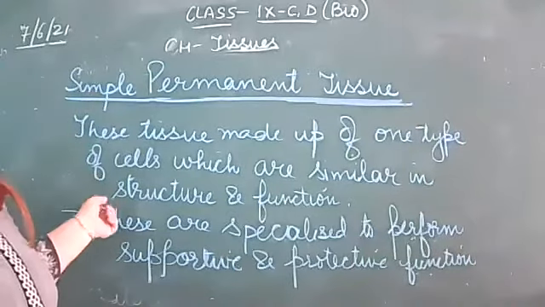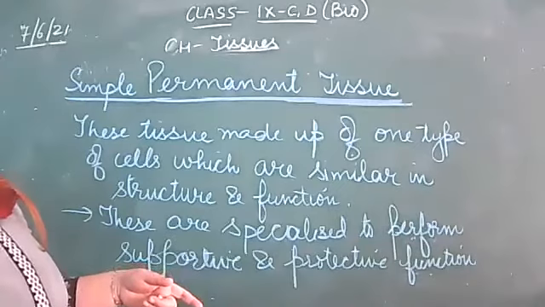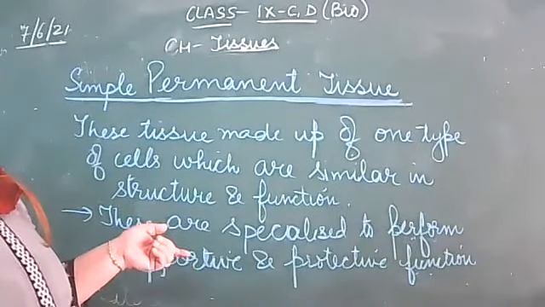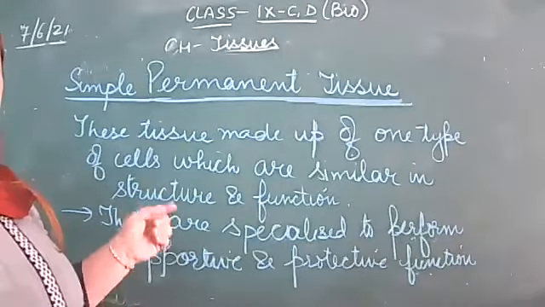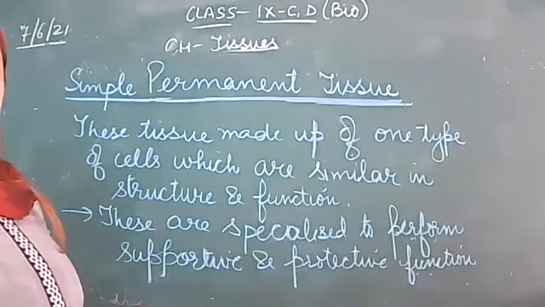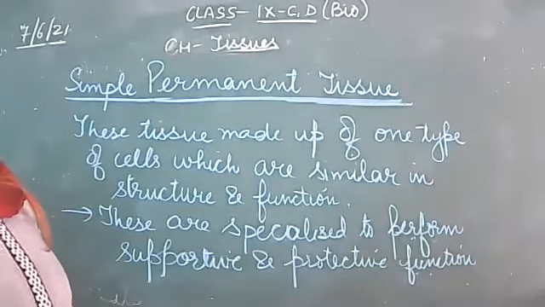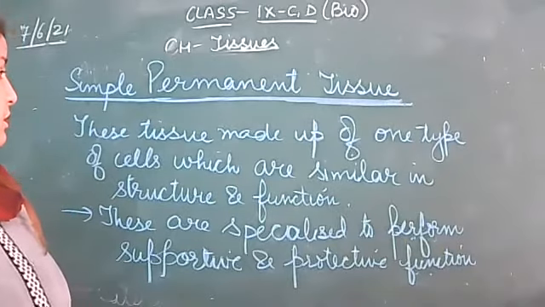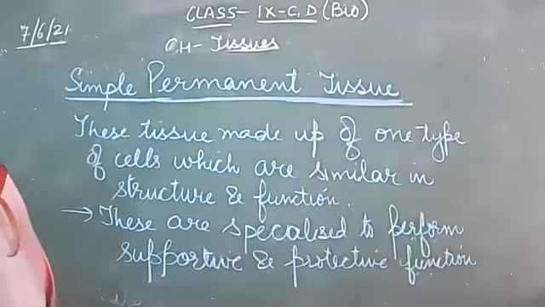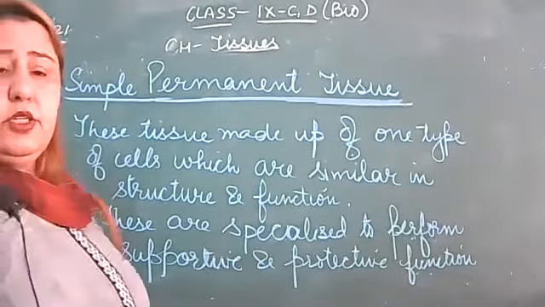We had discussed that these simple permanent tissues are further of three types: parenchyma, collenchyma, and sclerenchyma. Now, simple permanent tissues are of three types: parenchyma, collenchyma, and sclerenchyma. Right?